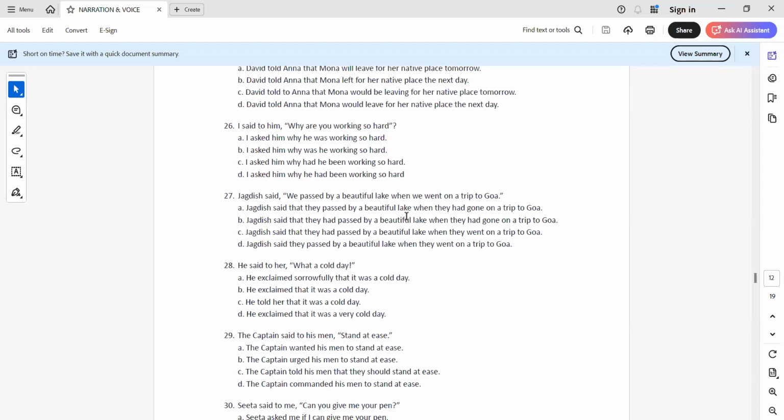Jagdish said we passed by a beautiful lake and we went on a trip to Goa. Then they passed by a beautiful lake, and we had fun. B1, D or B? Jagdish said that they had passed by a beautiful lake when they had gone on a trip to Goa. Correct.